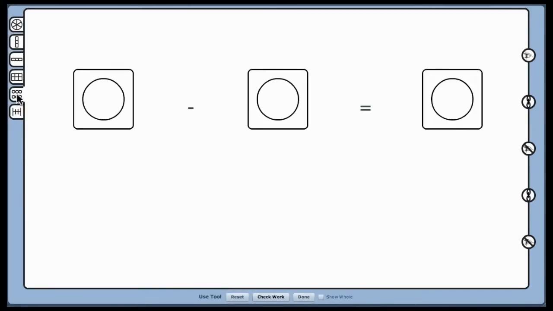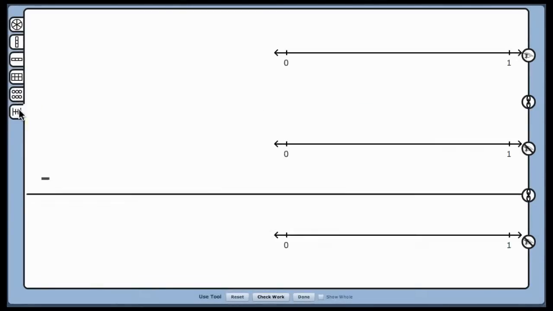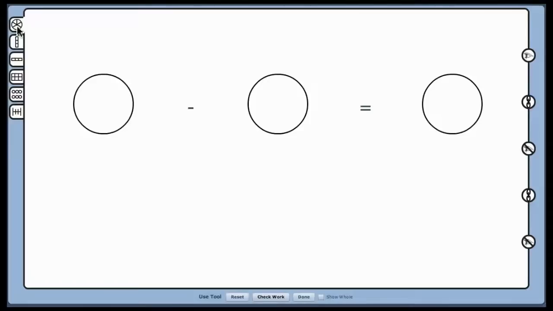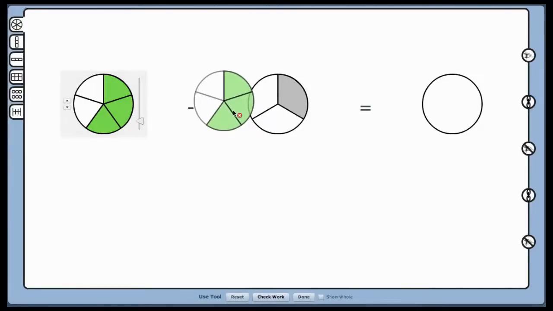The circle models or vertical bars will work best for this example, so we'll use the default circle models for this demonstration. We'll set the models to show the equation 3/5 minus 1/3. Next, we'll drag the first fraction over to the second to help students see that the individual parts of the first fraction are not equal to the second.